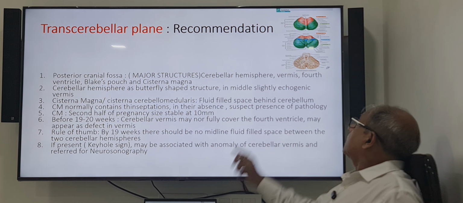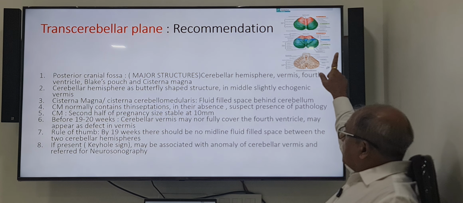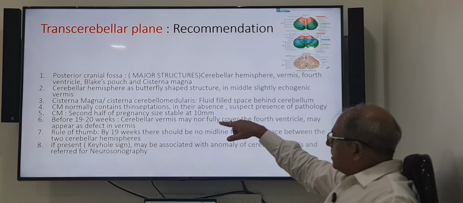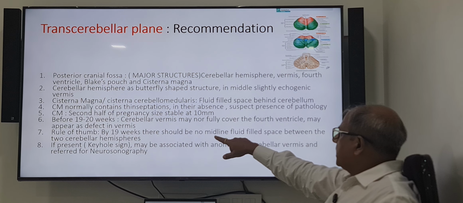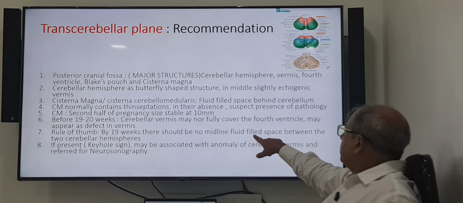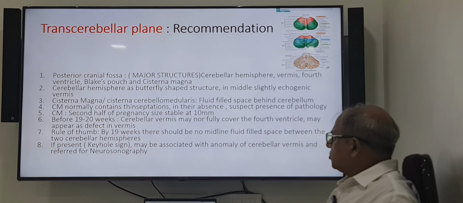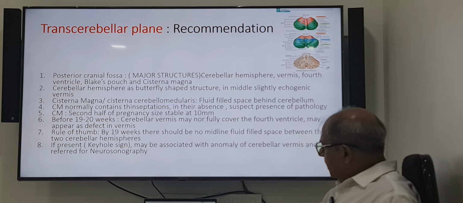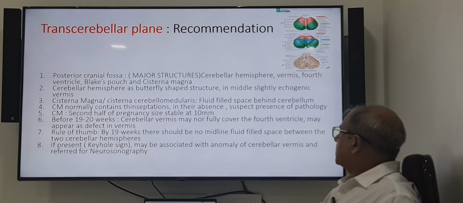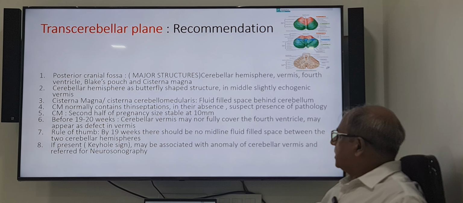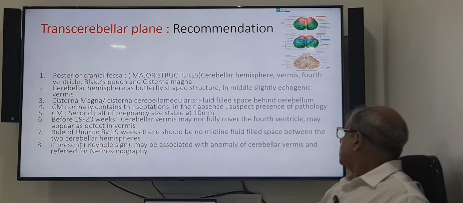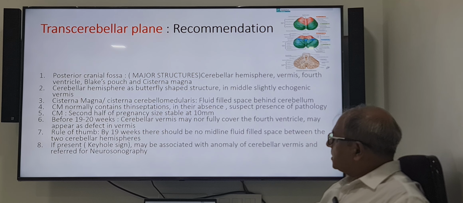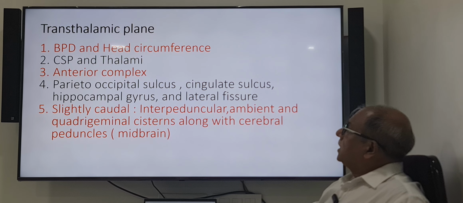The transcerebellar, this is the anatomy of cerebellum, and I already covered the rule of thumb: by 19 weeks there should be no midline fluid filled space between the two cerebellar hemispheres. That means the vermis has already covered the area, and there is a clear demarcation between cisterna magna and fourth ventricle. If it is present, it may be associated with anomaly of cerebellar vermis and referred to neurosonography.